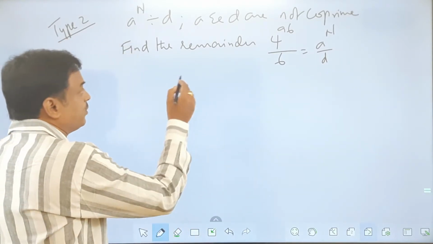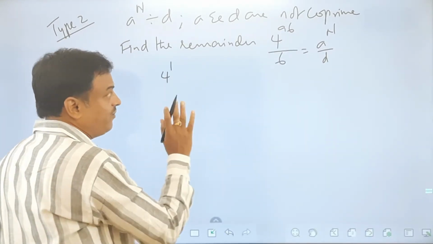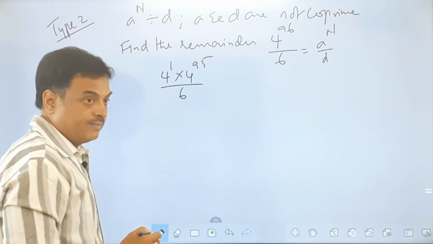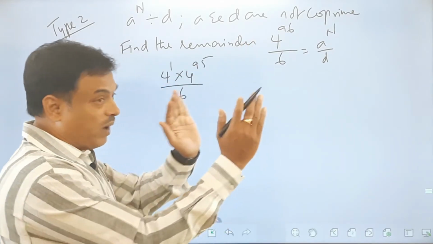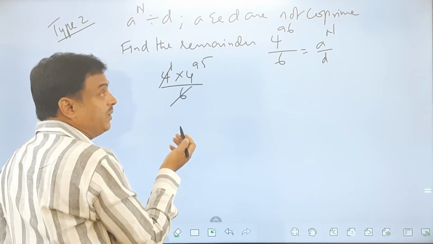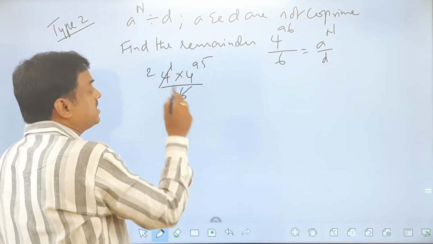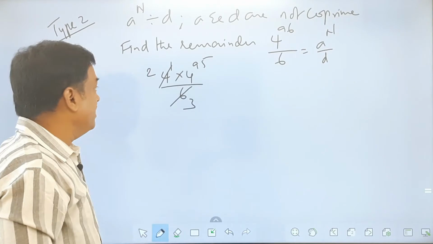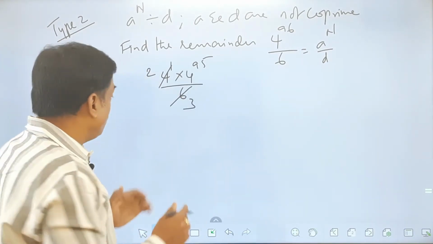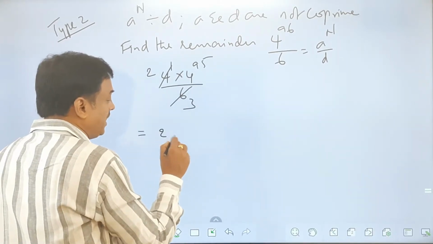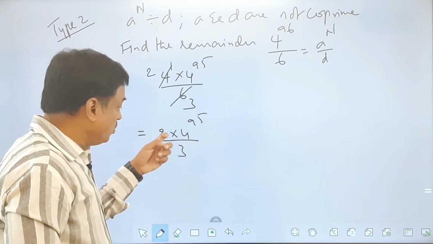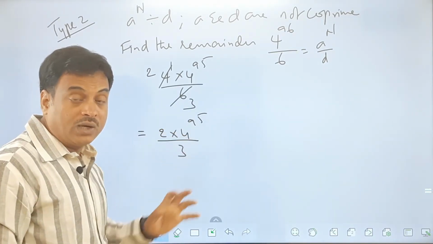So what I do, see here all of you, the basic step: I'll take only 4 power 1 into 4 to the power of 95 divided by 6. So I split this, I'll take one 4 outside, which is sufficient for me to eliminate the common value between them. Between 4 and 6 the common factor is 2, so I eliminate by 2. So 4 and 6 both divided by 2, I got 2 and 3. Now my question is 2 into 4 to the power of 95 divided by 3. Now see, 2 and 3 are co-primes, 4 and 3 both are co-primes.